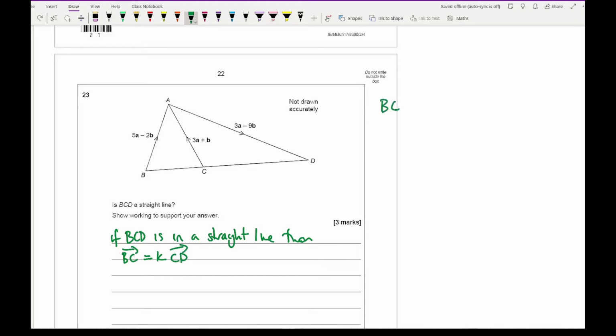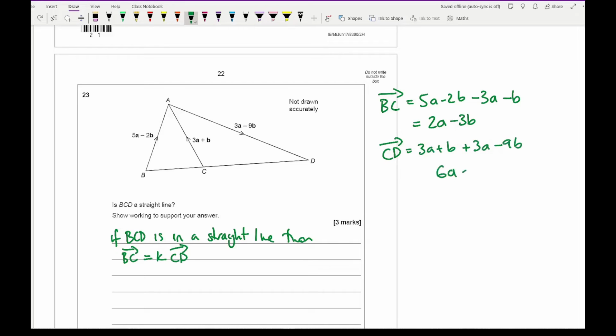So if I first work out what B to C is, what I need to do is 5A minus 2B minus 3A minus B. And simplifying all of that, I get 2A minus 3B. Then if I work out what C to D is, well that's going to be 3A plus B plus 3A minus 9B. And simplifying all of that, I get 6A minus 8B. Now is that a factor of that? Well, I need to multiply by 3, so the answer is no. BCD is not in a straight line.